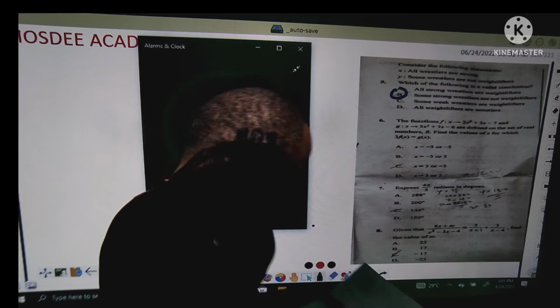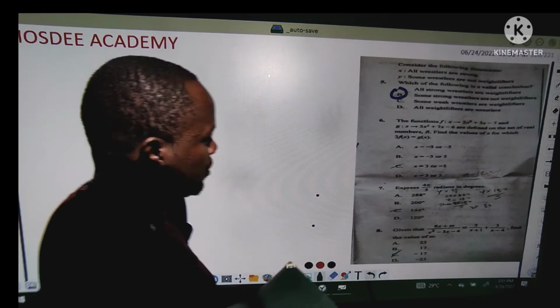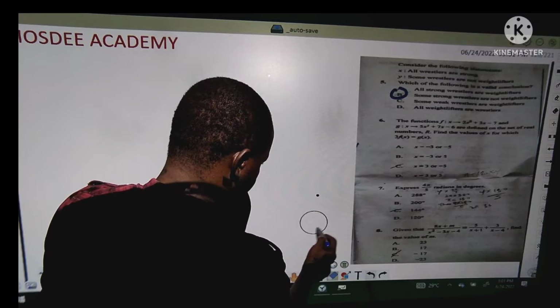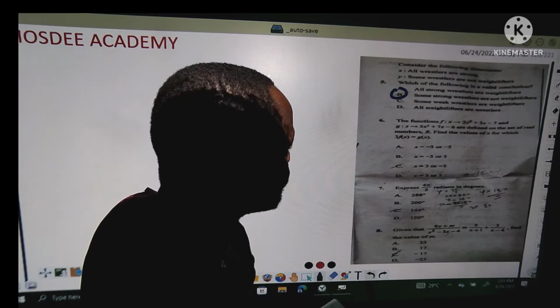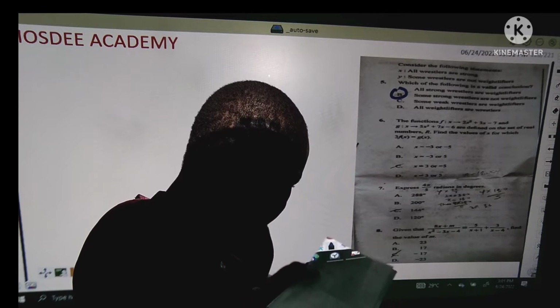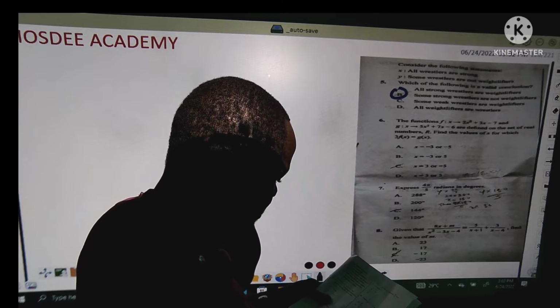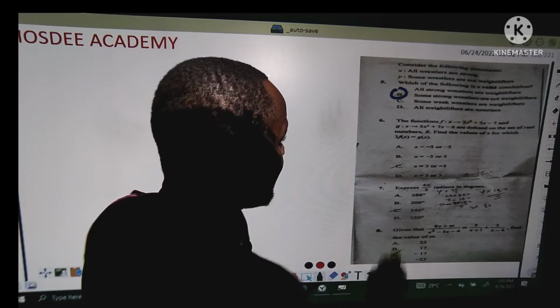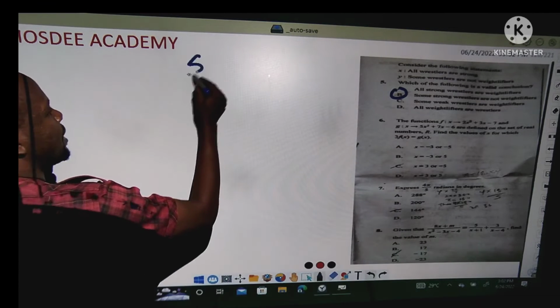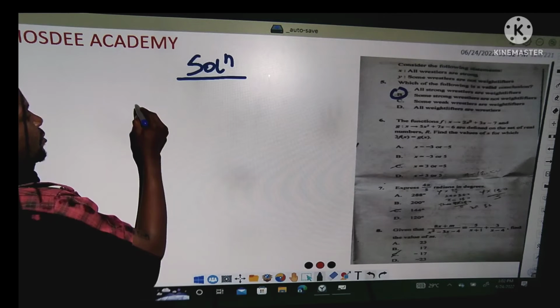You can see the function f is 2x squared plus 3x minus 7. g of x is 5x squared plus 7x minus 6. They are defined on the set of real numbers R. Find the value of x for which 3f of x equals g of x. So that means 3 times the first one. Directly, time is counting. When time is up, that means I will not solve that question again. So that's just me for you.